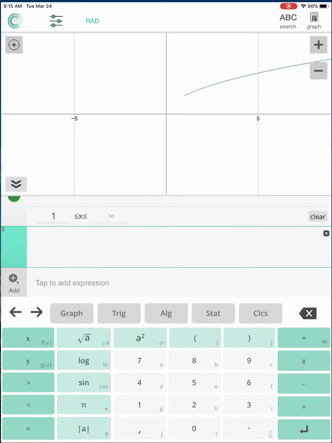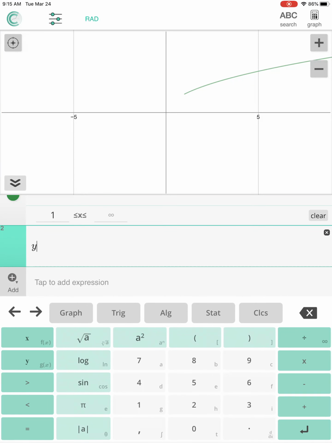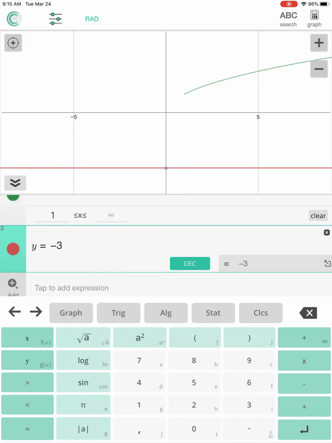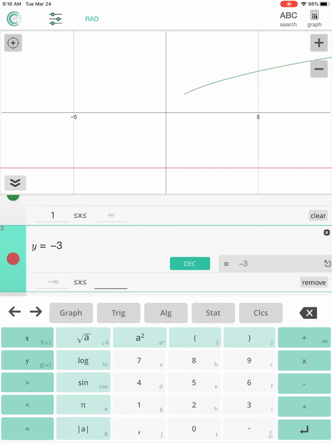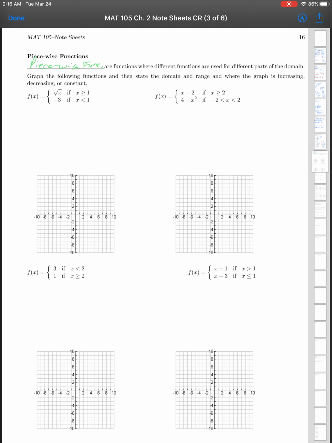And then we can come in on our next function and graph the other piece. The other piece of this graph was negative 3. So we want to graph y equals negative 3, and we want to graph that for x less than 1. So I click set the domain again, and this time I want x to be less than 1. And so what we get is a graph that has two different pieces. It has this square root piece on the upper right, and it has this constant piece on the lower left.